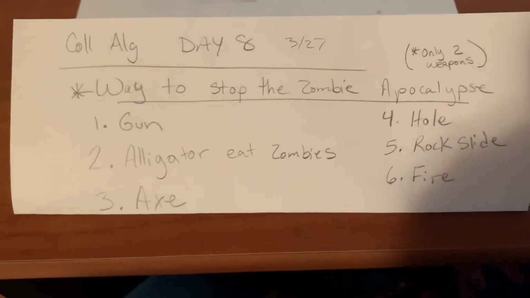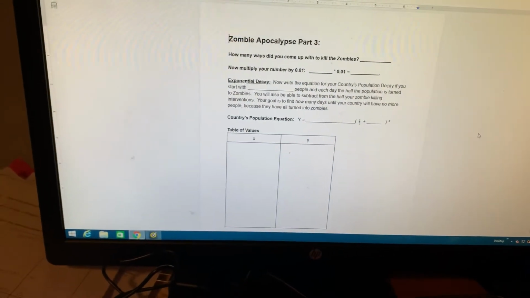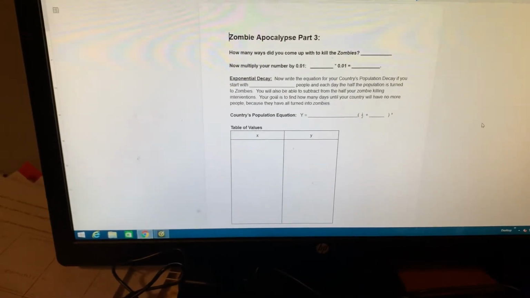Hey College Algebra, so this is going to be your Zombie Apocalypse Part 3. This is going to be for your NTI days 9 and 10. So that's going to be March 30th and March 31st.